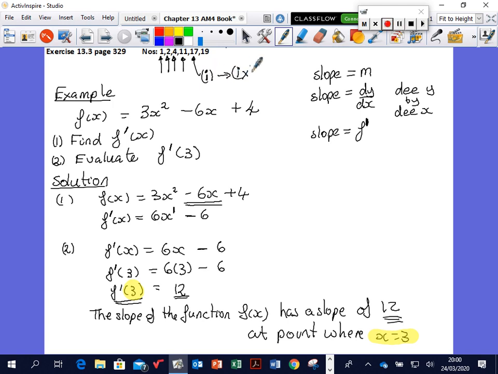As an extra question, I would appreciate it if you also did question number 16. If you also did question number 16, do not do question 19.